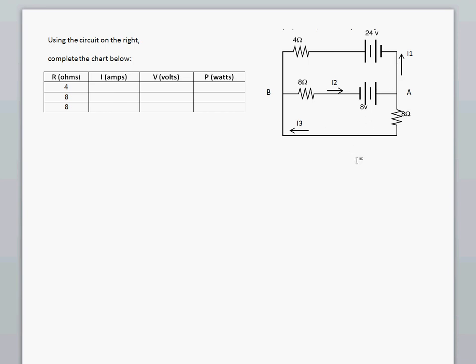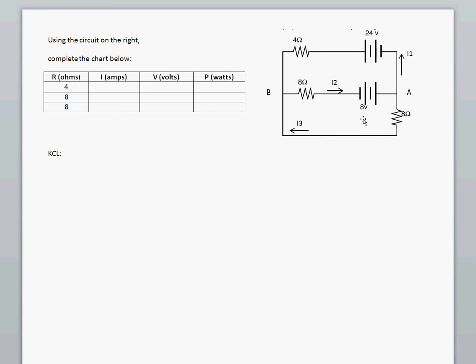Remember, if we get a negative answer for any of these, then we've assumed the wrong direction for current flow, just like in civil engineering, where we assume the wrong direction for tension or compression. So let's do Kirchhoff's current law first to get our first equation.